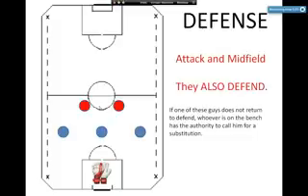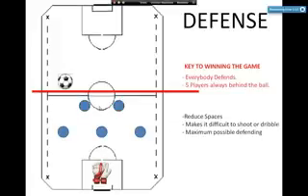So let's see how the defense and the attack work together when defending. In order to do it, they have to apply this first rule, which is also the key to winning the game. The rule is everybody needs to defend and everybody needs to be behind the ball. By behind the ball, we mean between the ball and the goalie. Why? Because this reduces spaces, it makes it difficult for people to shoot and dribble, and is the best way of defending.